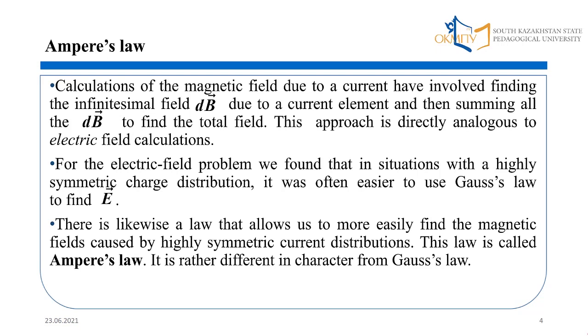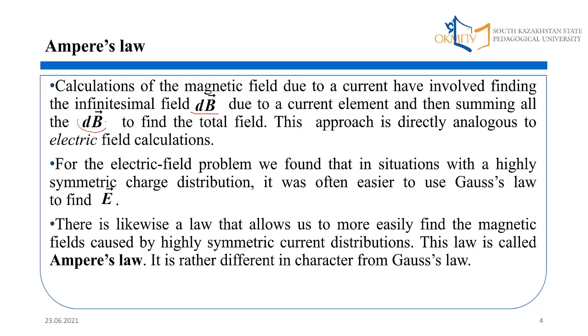Ampere's law. Calculations of the magnetic field due to a current have involved finding the infinitesimal field dB due to a current element and then summing all these dBs to find the total field. This approach is directly analogous to electric field calculations.